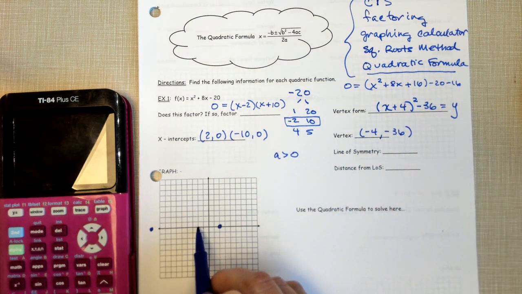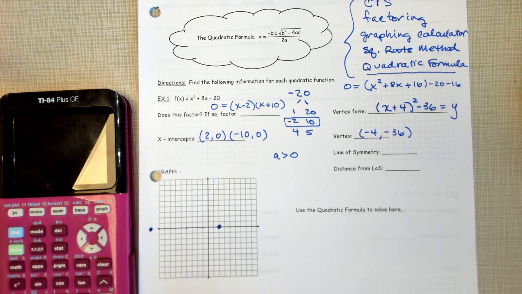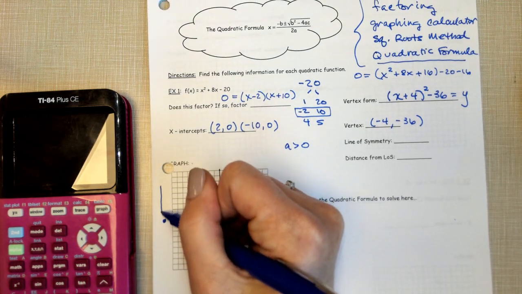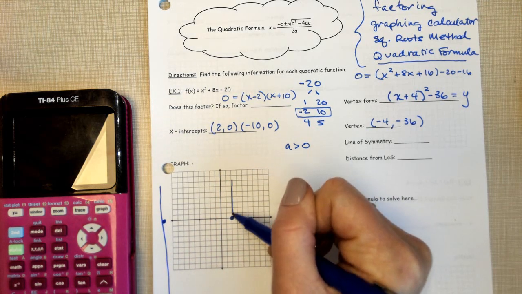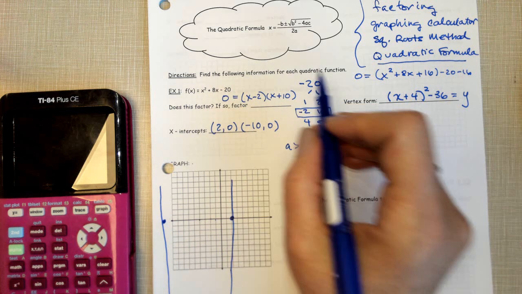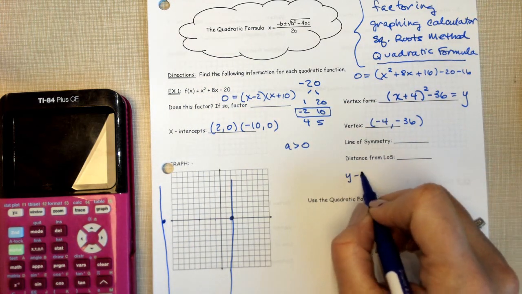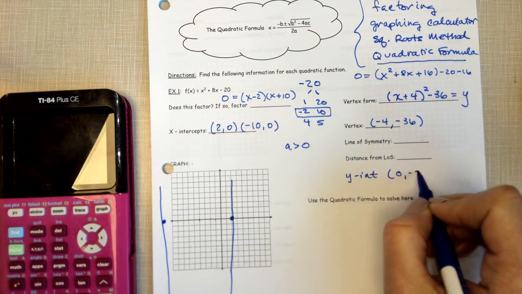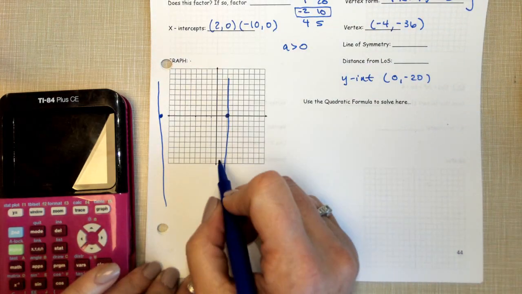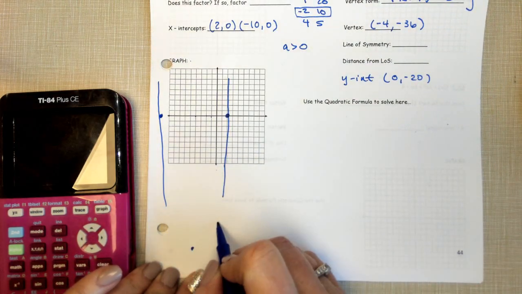So 1, 2, 3, 4. And then obviously negative 36 is going to be off the grid here. But we could still make our best picture. We can also find the y-intercept. It's 0, negative 20. So it's not the best graph to start with to prove all these points.